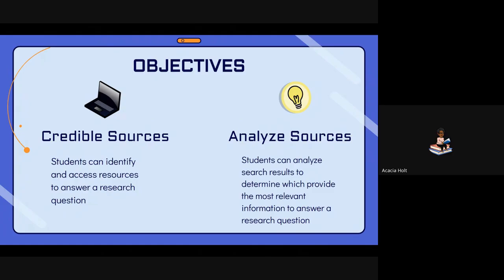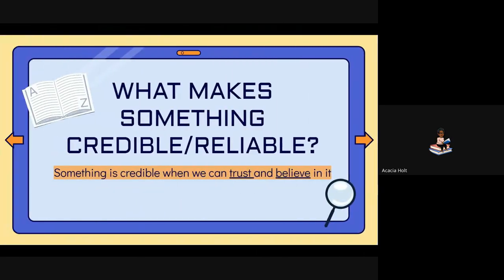So, when we talk about research, we talk about what is called credible sources. Today's presentation, I am going to help you all identify and access resources to answer a research question. And then we're going to analyze the sources to see what is credible or the most relevant to answer our research questions. So, what makes something credible or reliable? Something is credible when we can trust and believe in it.